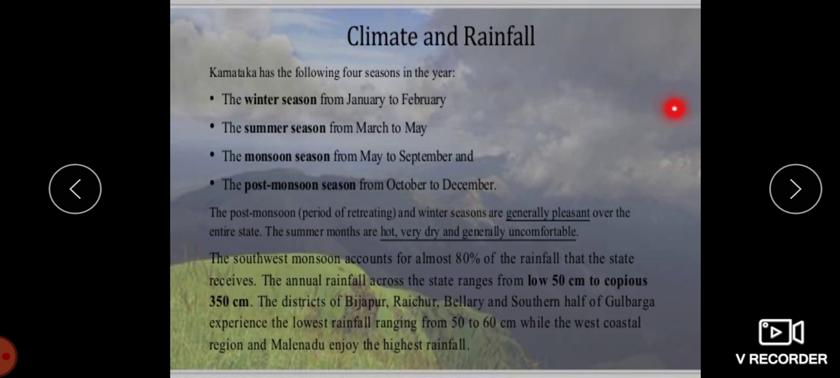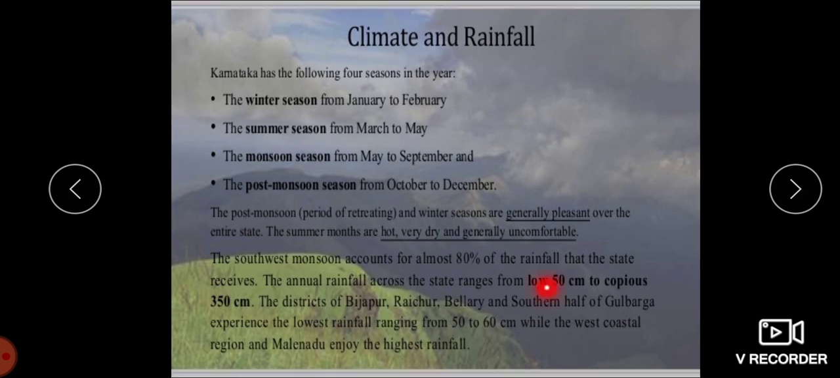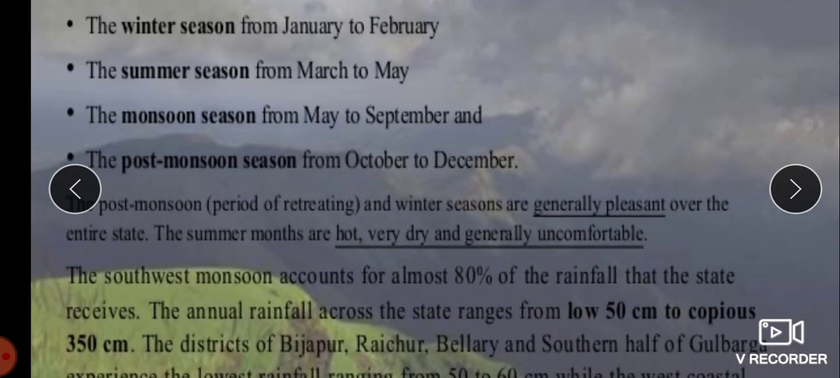Now let us move on to the climatic seasons. In Karnataka, the climate is divided into four seasons. The winter season is from January to February, summer season from March to May, monsoon season from May to September, post monsoon season from October to November. The post monsoon or the period of retreating and winter seasons are generally pleasant over the entire state. The summer months are hot, dry, and generally uncomfortable.